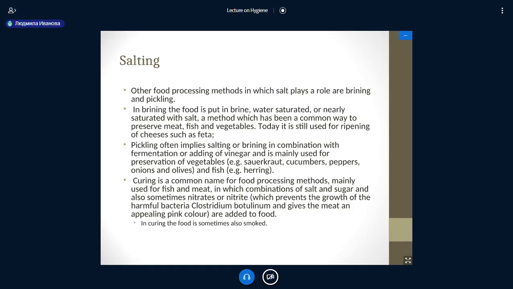And salting, there is another food processing method in which salt plays a role: brining and pickling. Pickling is salting or brining in combination with fermentation or adding vinegar, and is mainly used for preservation of vegetables, sauerkraut, cucumbers, peppers, onion, olives, and fish, of course. And brining of food, for example, our white cheese is put in a high sodium solution. Water is saturated with sodium. It is a method which has been a common way to preserve meat, fish, and vegetables.